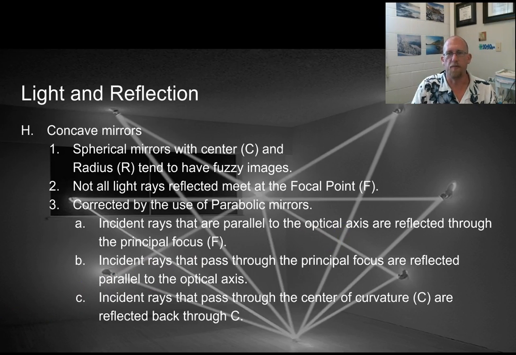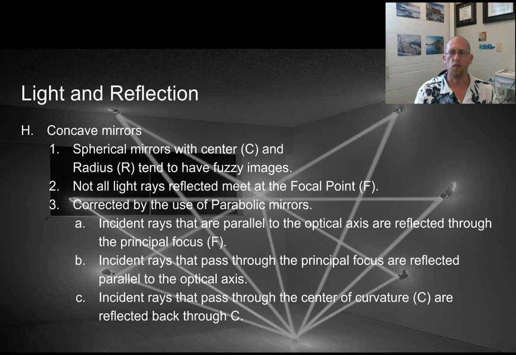Alrighty. Concave mirrors are mirrors that are like this. Concave means it goes in. Convex means it comes out, right? So a concave mirror is basically part of a sphere. That's the way that we will think about it. They're spherical mirrors with some distance to a center C. That distance is measured as a radius. We'll use R for that. And they tend to have fuzzy images because not all the light rays are focused to the same focal point. If you have a truly spherical mirror, the image is a little wonky. It doesn't quite look right.